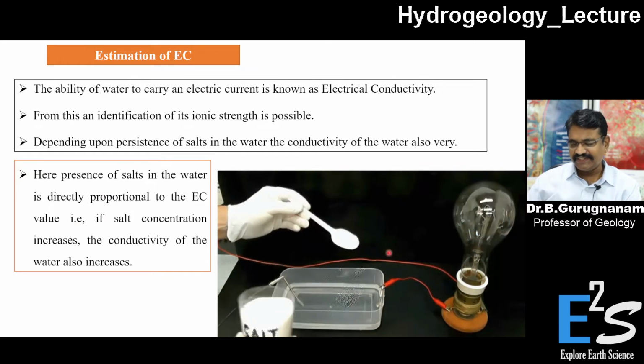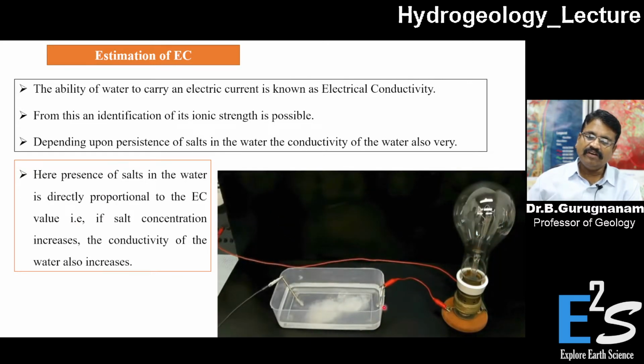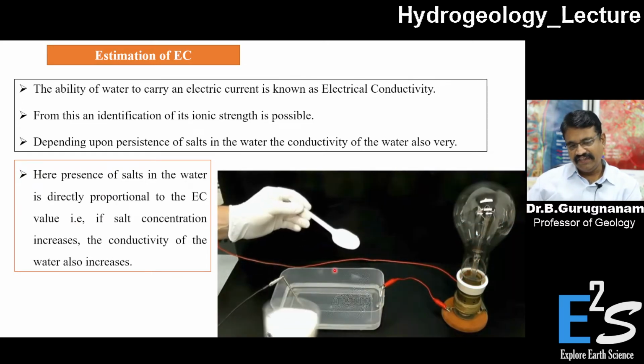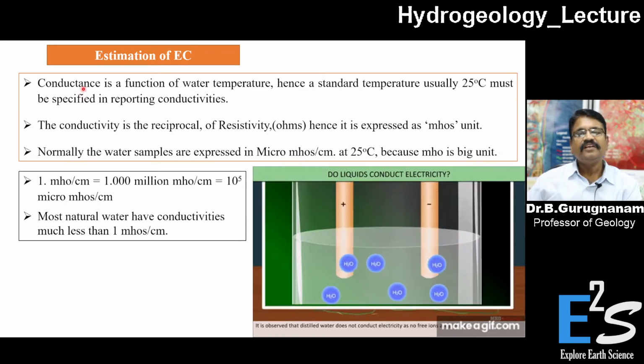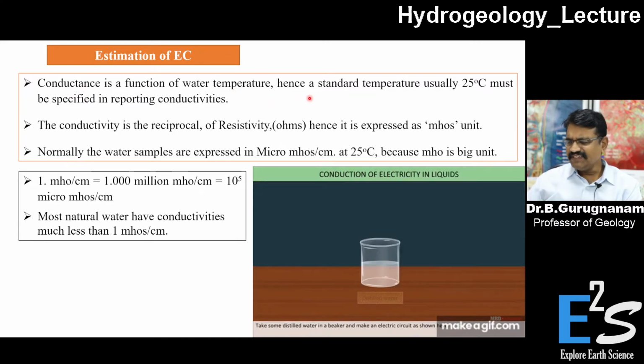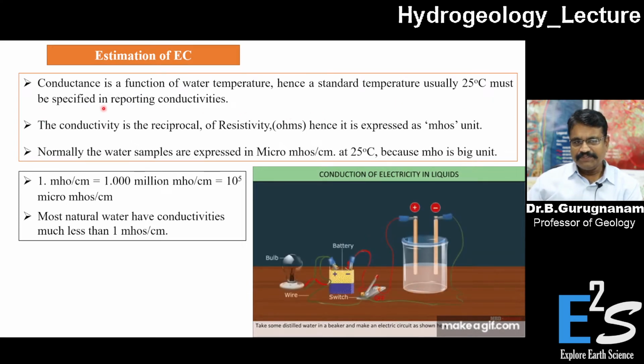You see the best example. If you are adding salt, automatically the conductance increases. If it is less, conductance is less. How will you estimate this? Conductance is a function of water temperature. Hence, a standard temperature, usually 25 degrees centigrade, must be specified in reporting conductivities.